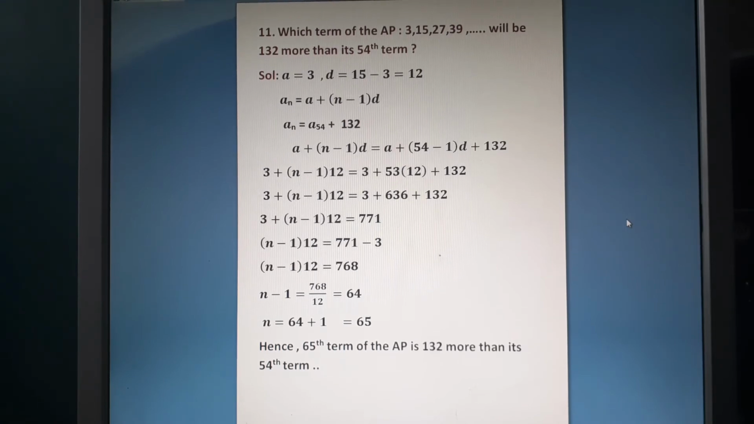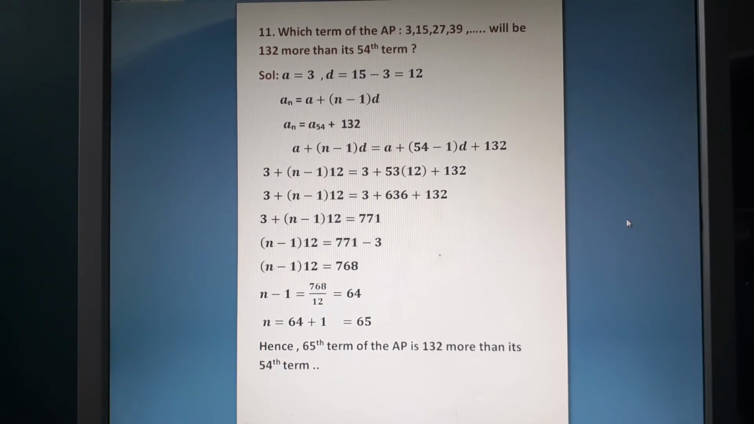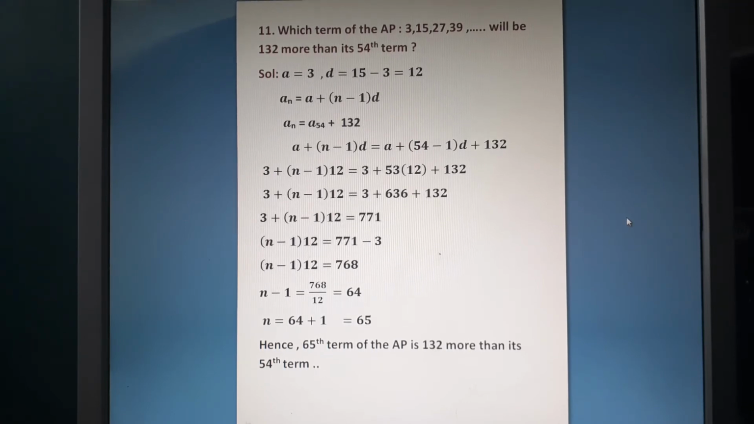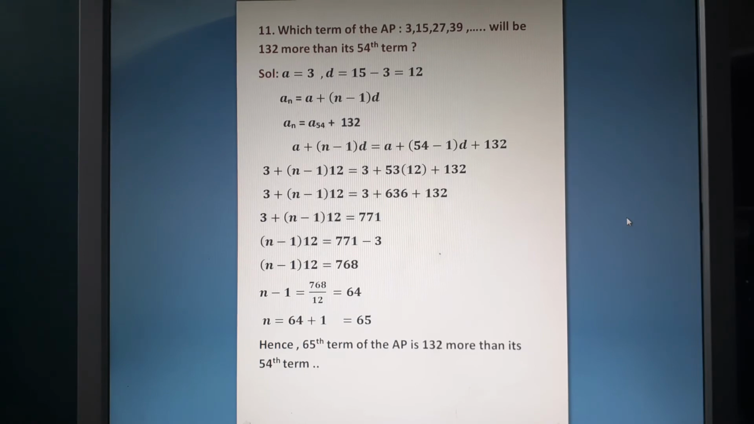132. 3 plus n minus 1 into 12 is equal to 3 plus 53 into 12, which is 636, plus 132. Now, 3 plus n minus 1 into 12 is equal to 771. N minus 1 into 12 is equal to 771 minus 3. Take left hand side plus 3 to right hand side. It changes into minus 3. N minus 1 into 12 is equal to 768.